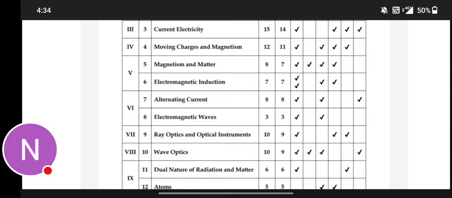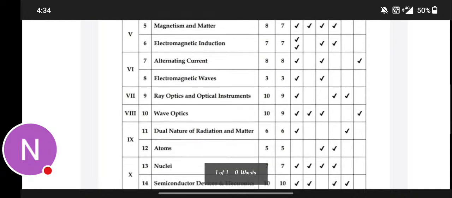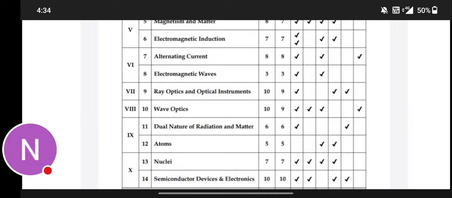Next, Unit 6, that is 7th chapter, Alternating Current. You are getting 8 marks: 1 mark for MCQ, 1 question for 2 marks, and 1 question for 5 marks. Totally 8 marks from this chapter. Next is chapter 8, Electromagnetic Waves. 3 marks you are getting: 1 mark for MCQ and 1 question for 2 marks. Therefore, 3 marks from this chapter.